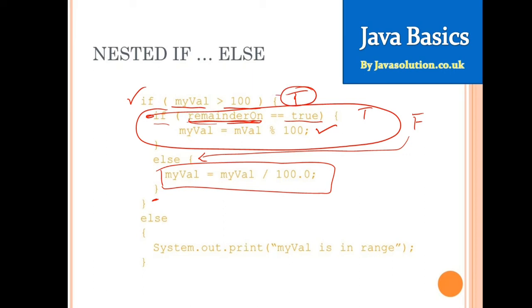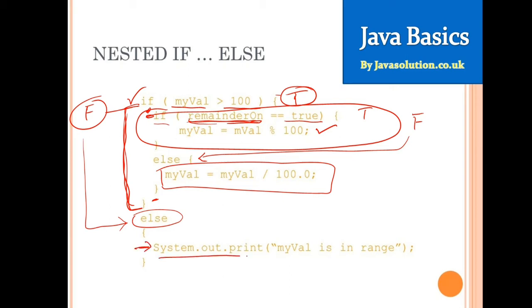Let's say this statement is false. It will not proceed with these steps. It will not go inside here because this is already false. So it will skip all these steps and go to the else condition. From here it will go to the else condition, go inside the else, and start proceeding from this line. So it will print the value.